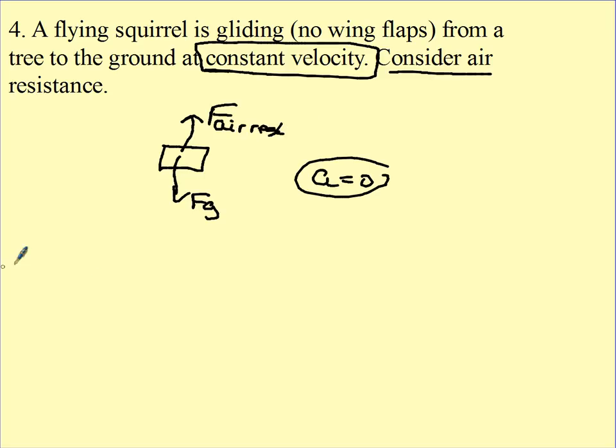Oh, that's too much to write. What does Newton's law say? Sum of the forces equals ma, but in this case, acceleration is 0. What do I have going up? I'm going to call this F, air resistance. And then I have Fg pointing down.